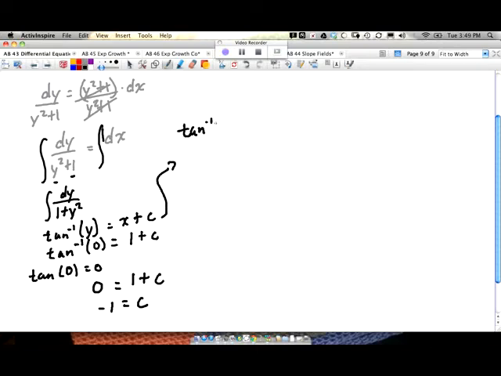So now let's rewrite this. That would give me tangent inverse of y equals x minus 1. Now if I were to reverse this, take the tangent of both sides, that's going to give me y equals tangent of x minus 1. There we go.